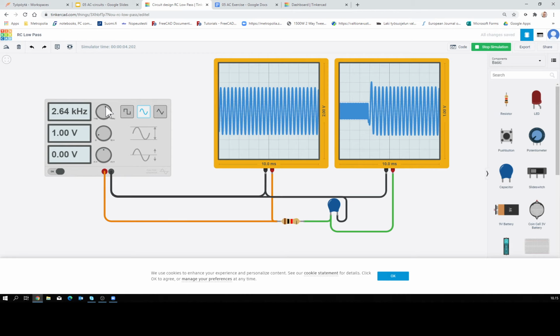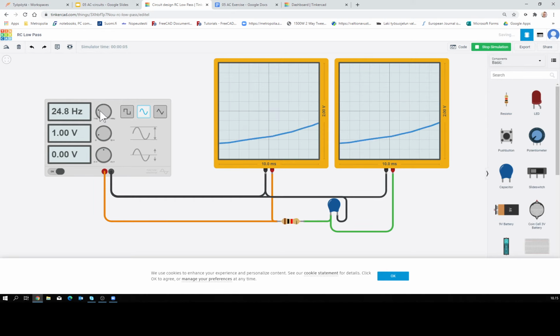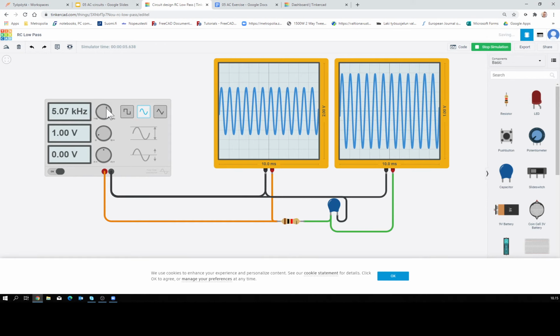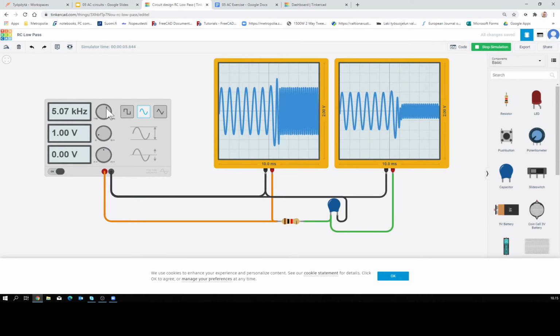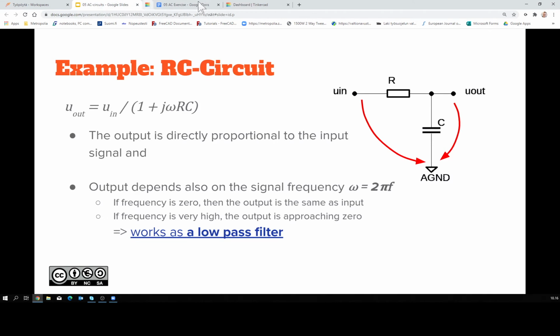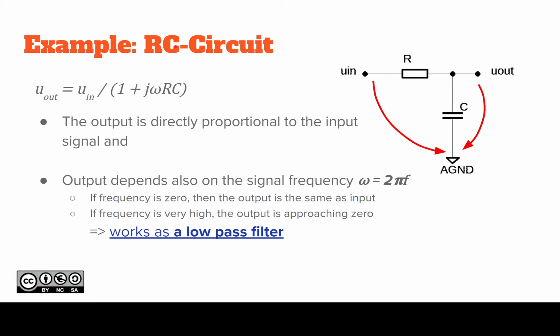Let's see if I can actually change this one like that. Lower frequencies to higher frequencies. Yeah, there. So higher frequencies are cut off. So yes, we have a low pass filter.